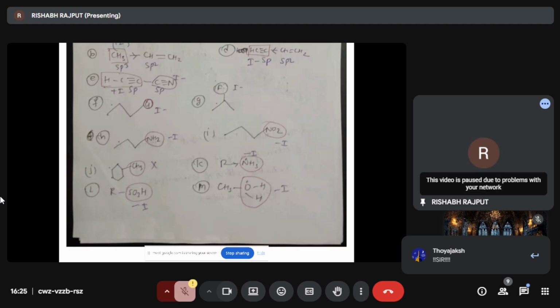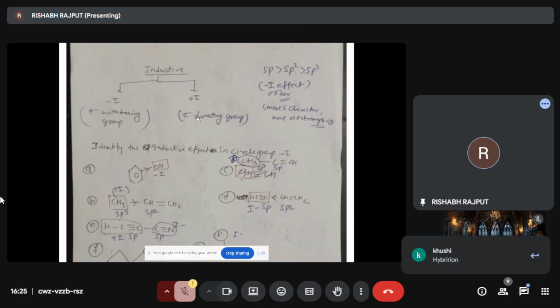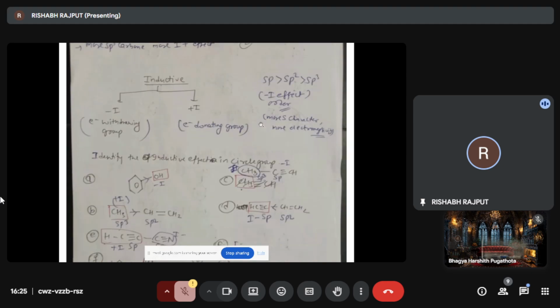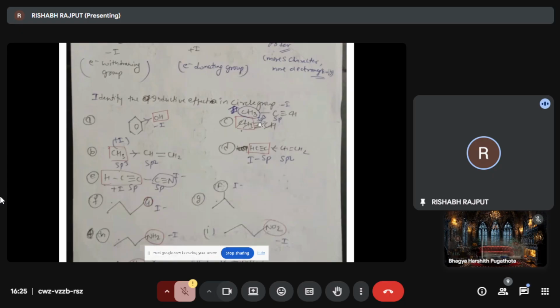I will tell you again. Which part should I explain about hybridization? See, okay Kusi, hybridization means sp, sp2, sp3. And if you see here, sp has more minus I effect compared to sp2 and sp3. If you go towards sp3, that means plus I effect will increase. If you go towards sp, that means minus I effect will increase. So here we are observing this thing.